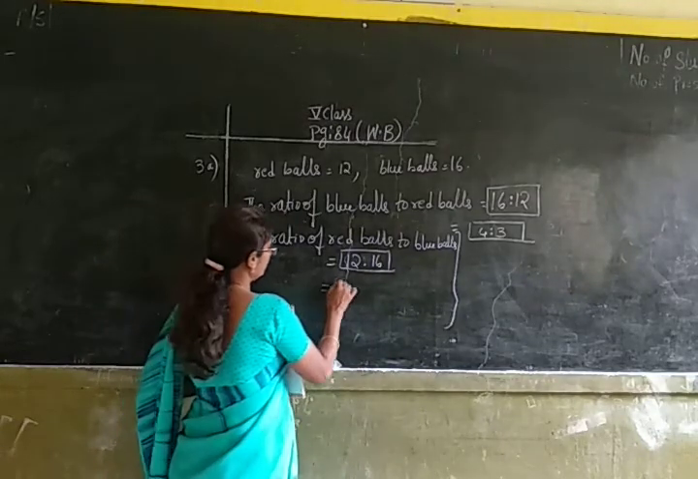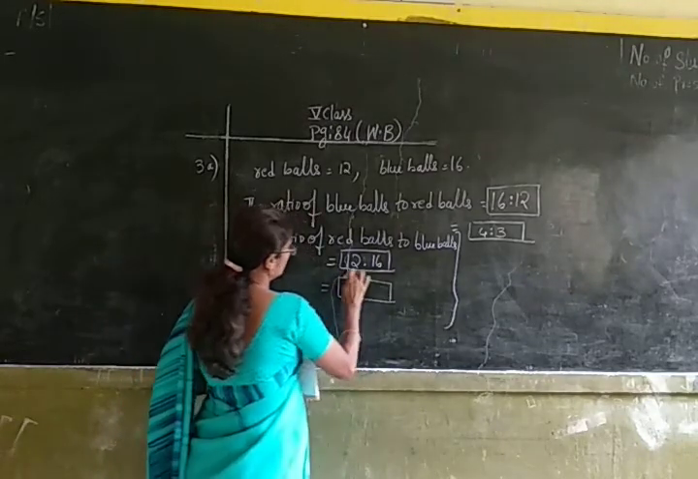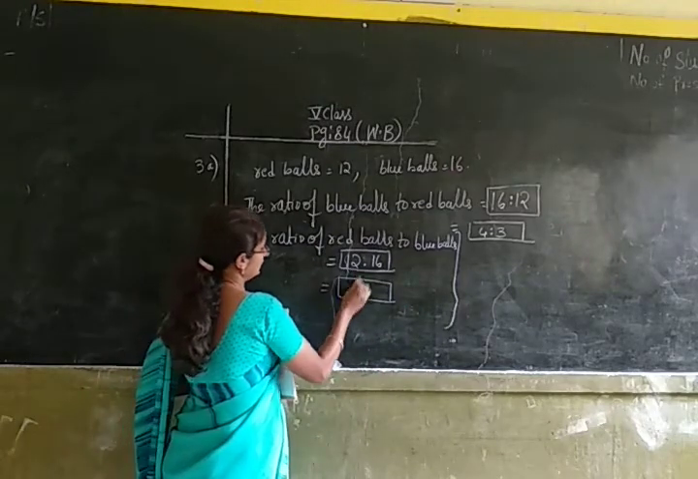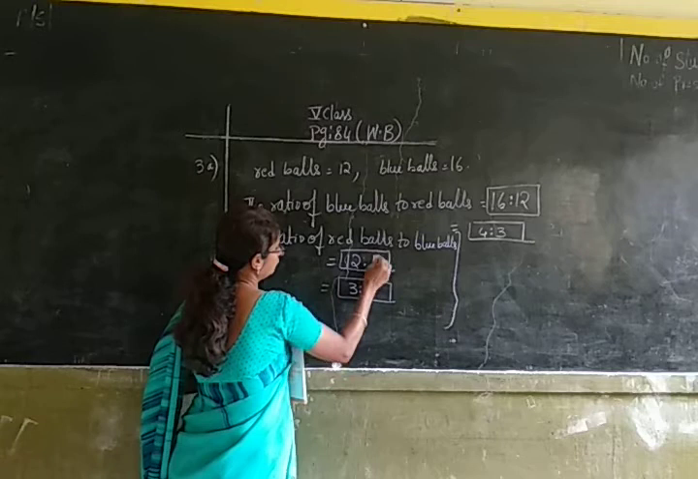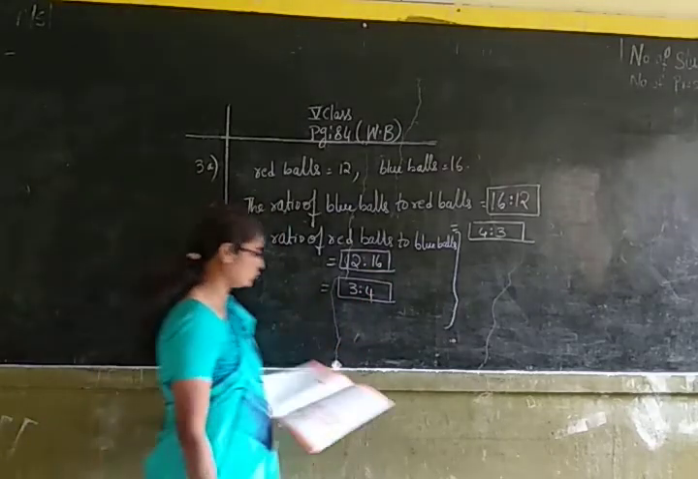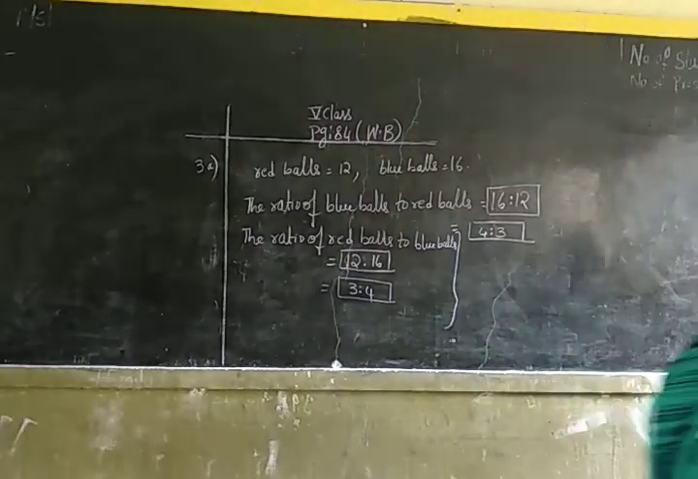Now we have to simplify the ratio to its lowest form. 12 and 16 are in the 4 table. So 4 goes in 12 3 times and 4 goes in 16 4 times. So the ratio is 3 is to 4. Now let us do the B sum.